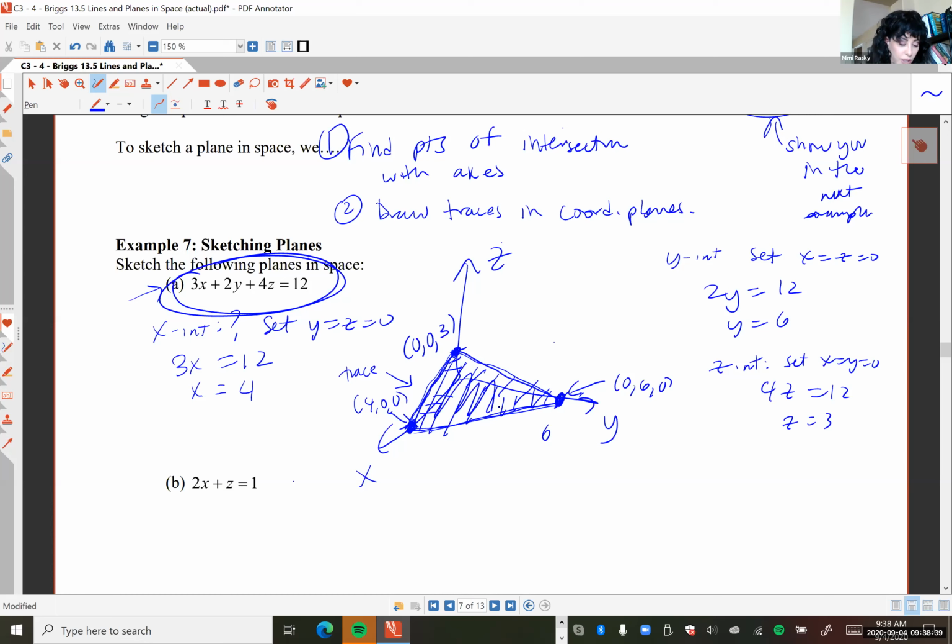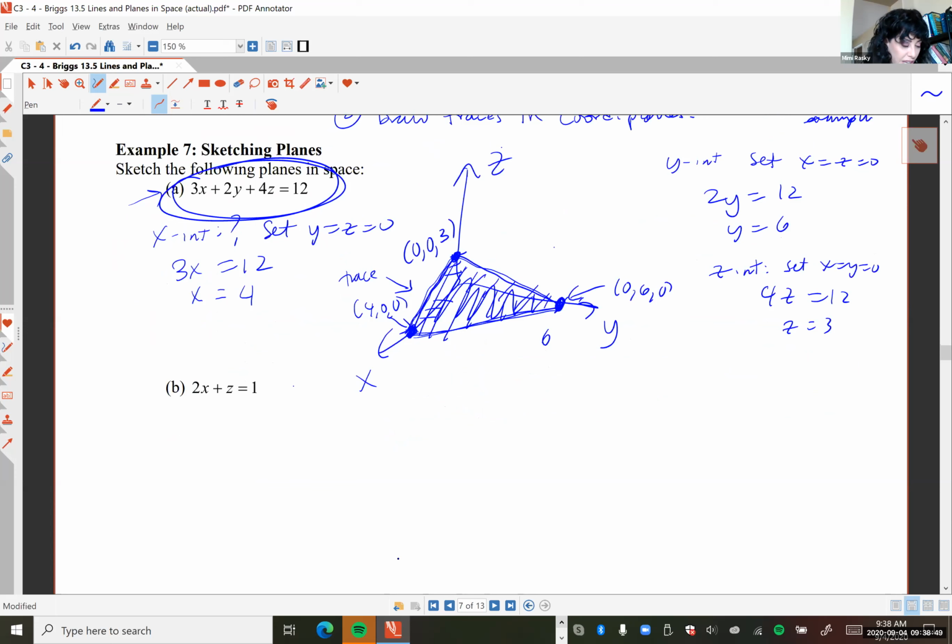And I hope you can visualize that this is just a triangular portion of a plane that actually goes off in all infinite directions. But at least you get a feel for where it resides in the system. And we're done with letter A. Letter B, keep going. How do you get an x-intercept? Well, you force the y and z to equal 0.